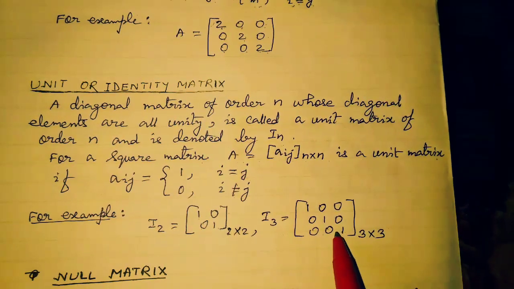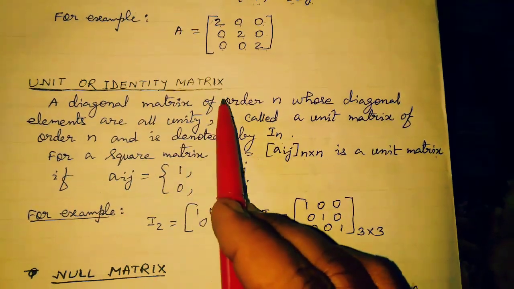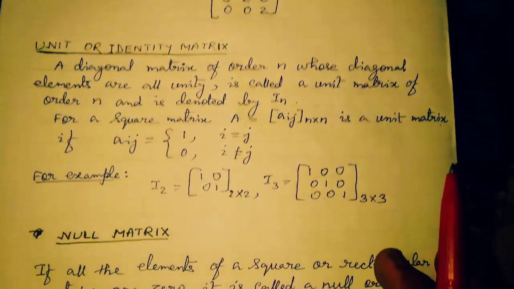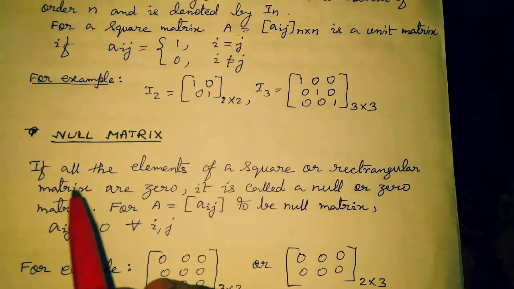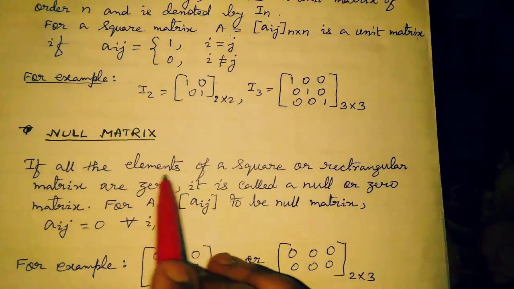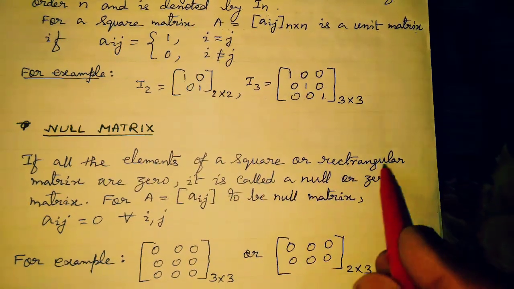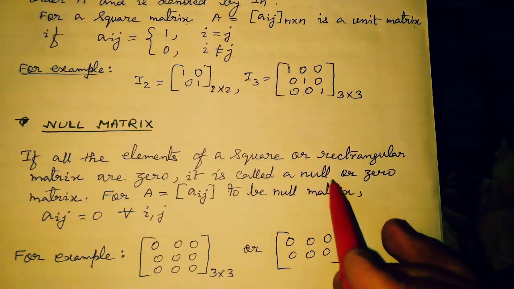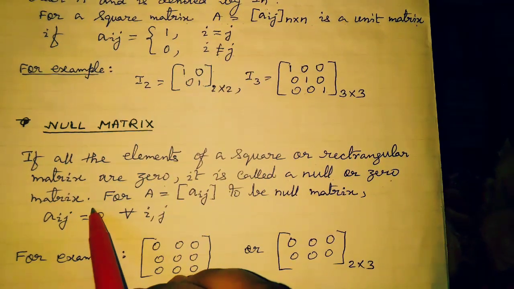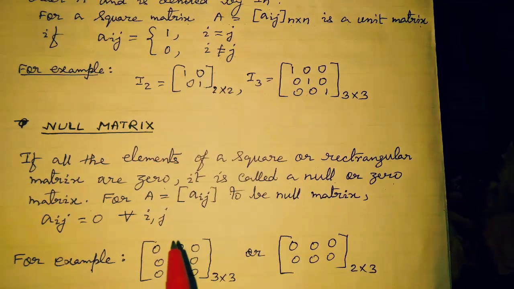So that is called the unit or identity matrix. Clear, students? Next coming is the null matrix. We talk about the null matrix. If all the elements of a square or rectangular matrix are 0, it is called a null or 0 matrix. Means if all the elements are 0, then only.